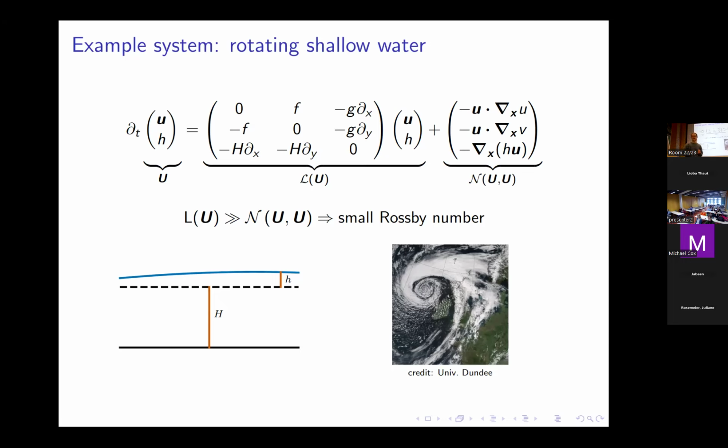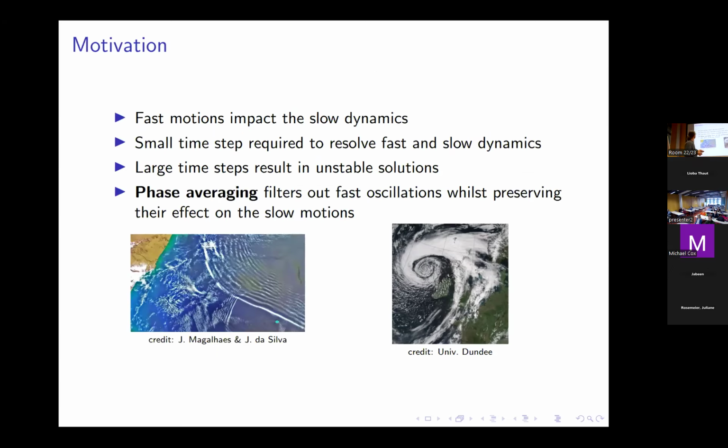And in practice, what it means when these linear terms are much bigger than nonlinear terms in this system is that we have a small Rossby number. So an example of where phase averaging could be used is with this system with a small Rossby number, or for example, the 3D Boussinesq equations with a small Rossby number, wherever you have these multi-timescales going on. So these fast timescales, these internal waves, they impact the slow timescales in a system.